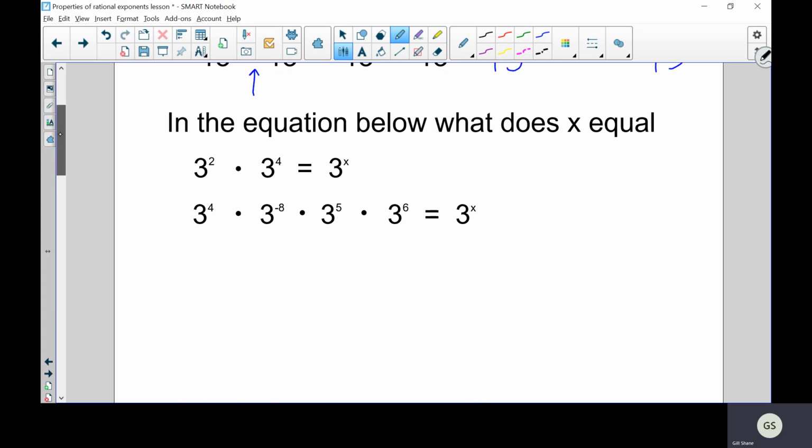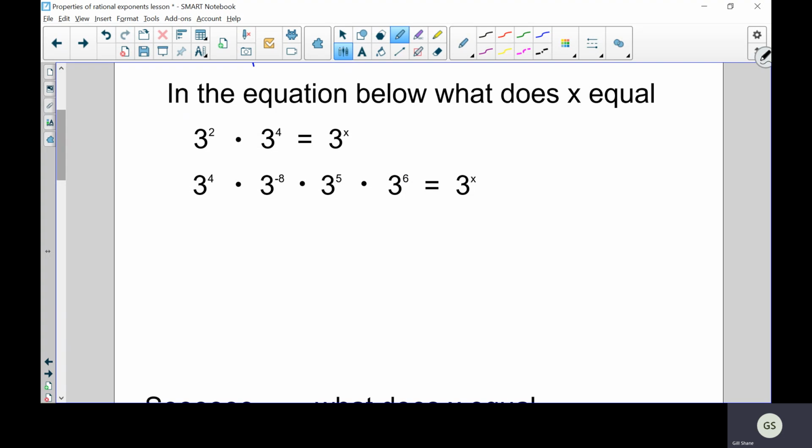Now, when we have a variable as the exponent, nothing changes. Still the same problem. We're using the exponents on the problem side to get the exponent on the answer side. Well, in this case, we're using multiplication, so we need to add the exponents on the problem side. And that gives us x equals 2 plus 4, x equals 6.